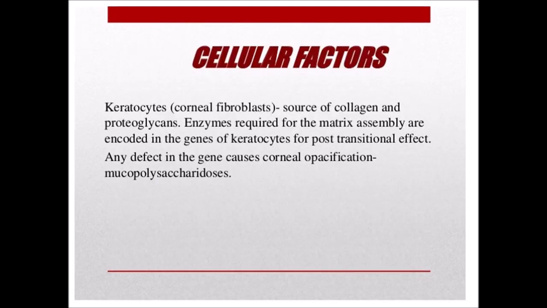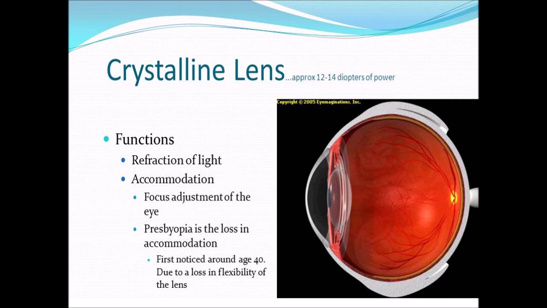Now keratocytes, which are the source of collagen, the enzymes required for matrix assembly are encoded by genes of keratocytes for post-translation effect, and any defect in the genes causes problems. Now coming to the crystalline lens, its function is to refract the light and to do accommodation, which is focusing on near objects.